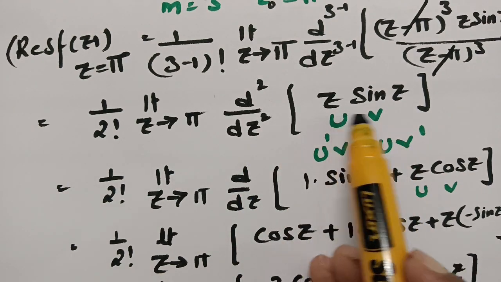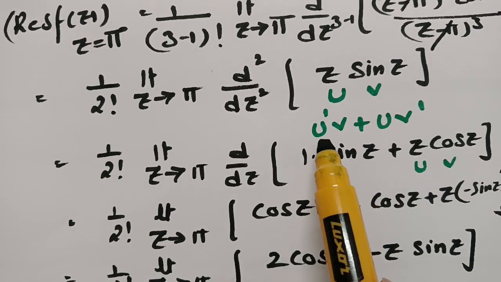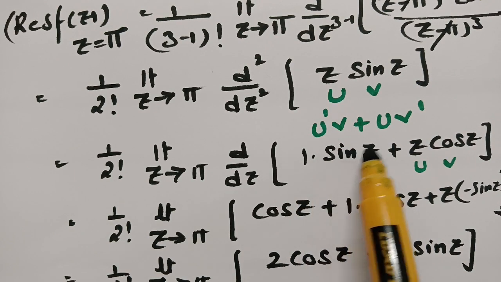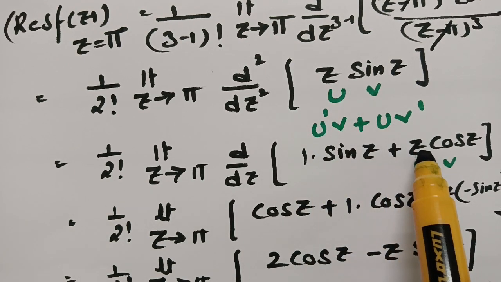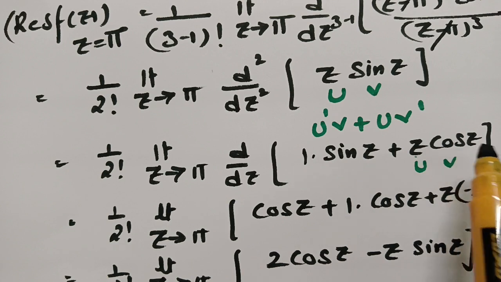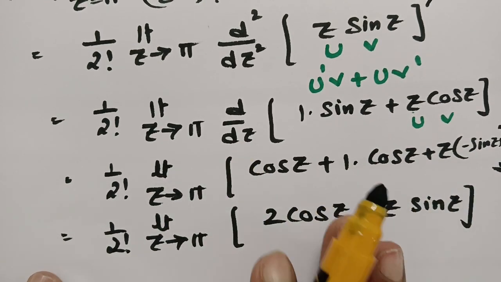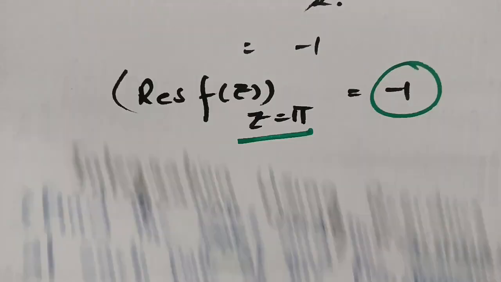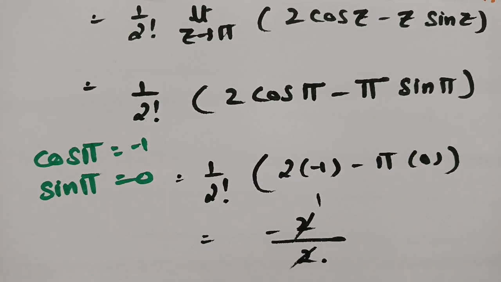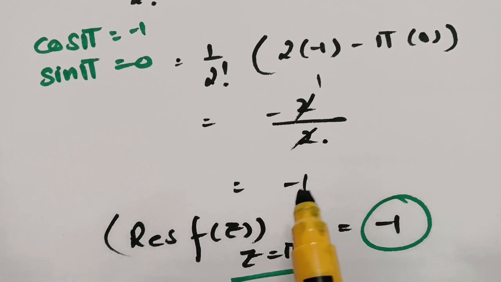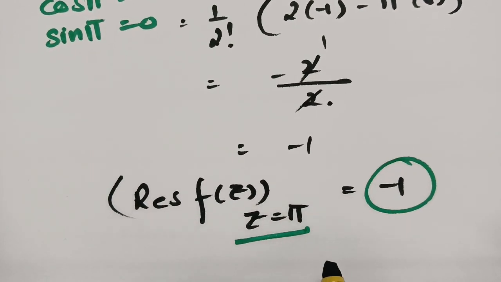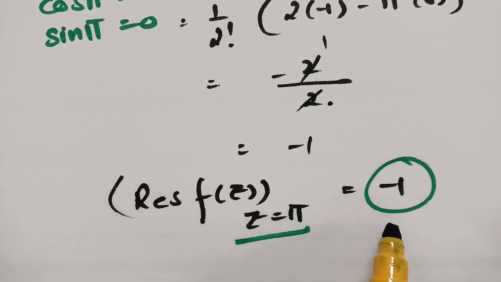The first one is you have to use the uv rule. For u we make a derivative and v I leave, and again for u I leave and I make a derivative for v. Then we have to make another derivative for the second time. After making the derivative for the second time, we substitute the z value as pi. After keeping z as pi, cos pi value is minus 1 and sin pi value is equal to 0. After keeping the values, we got the residue for the corresponding pole z is equal to pi as minus 1.